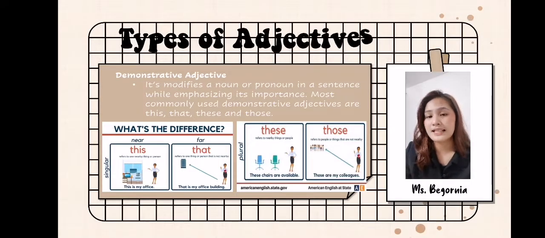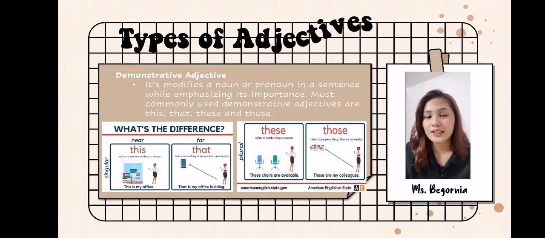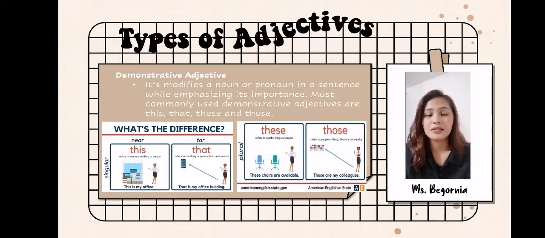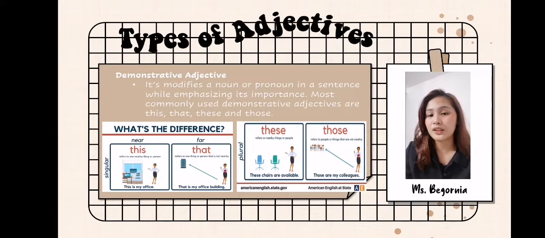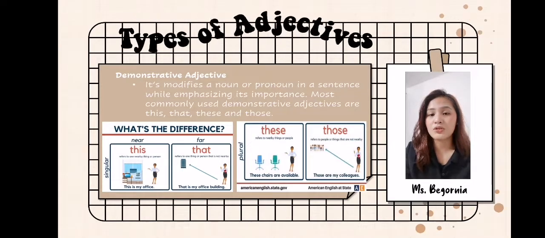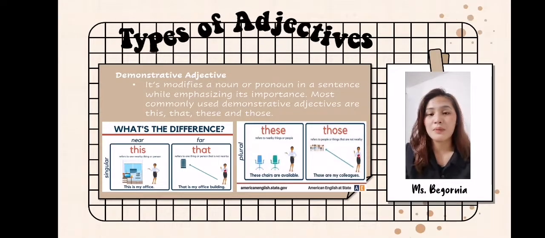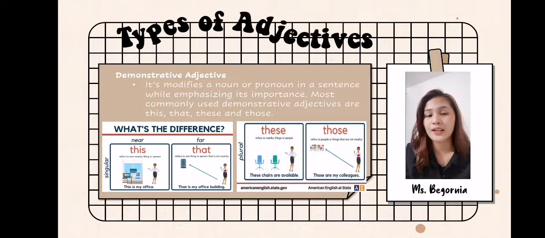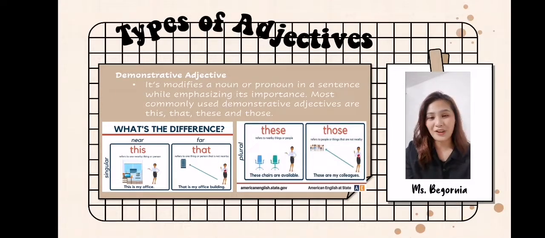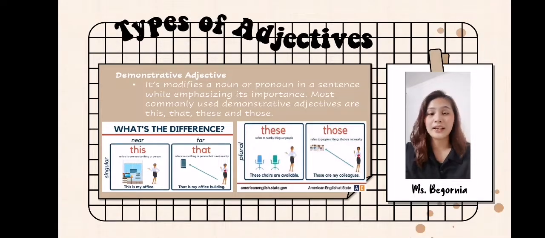While in a plural sentence, we commonly use the word these, T-H-E-S-E, for describing things or persons. For example, these chairs are available. The word those, we commonly use to describe persons or things that are far from us. For example, those are my friends or those are my colleagues.